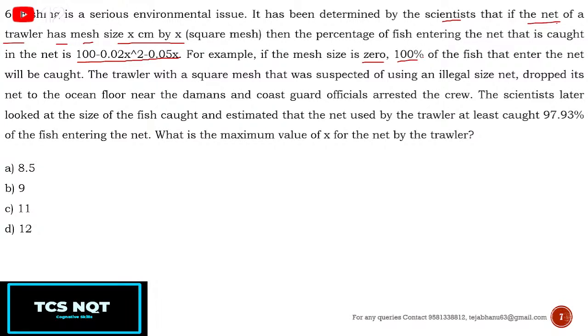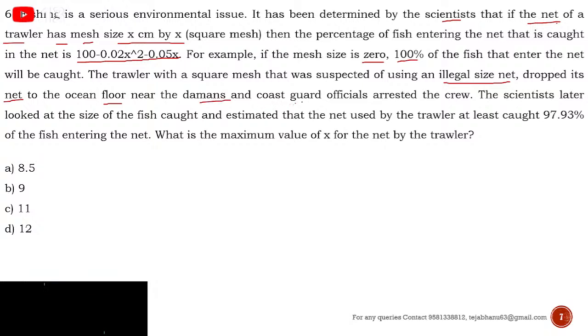The trawler with a square mesh that was suspected of using an illegal net size dropped its net to the ocean floor near the dams and Coast Guard officials arrested the crew.